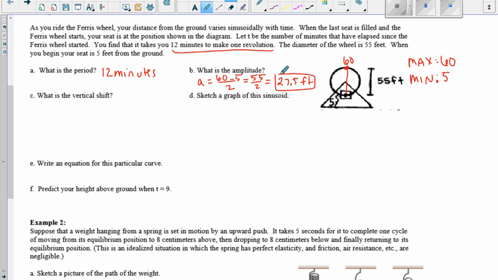Then it says, what is the vertical shift? Remember, the vertical shift is your d value, which is your maximum plus your minimum divided by 2. So in this case, 65 divided by 2, which is 32.5 feet.